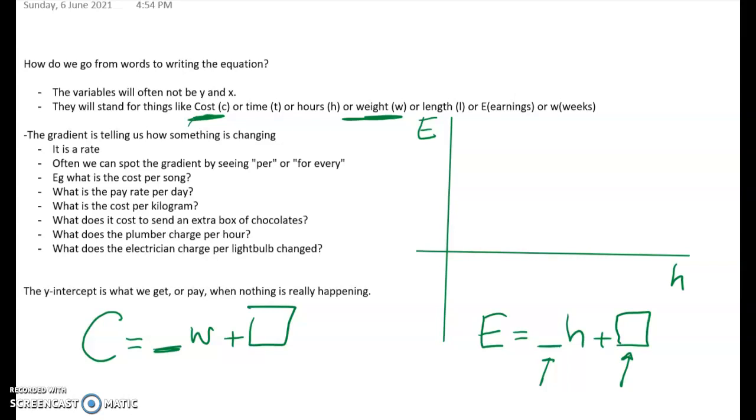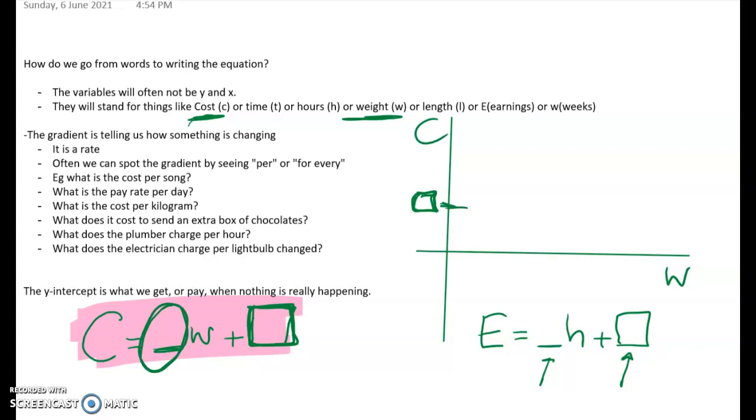Okay, so if we were doing this one about the post office, and we had c and w as the variables, then when I do my graph, the letters would be c and w, right? So I'd have w here, and I'd have the cost here. And this box here, this number on the end, would tell me where to start my line. All right, so this thing here is called the y-intercept. This is called the gradient. And the gradient tells me about going out and then up, and then joining those points up.